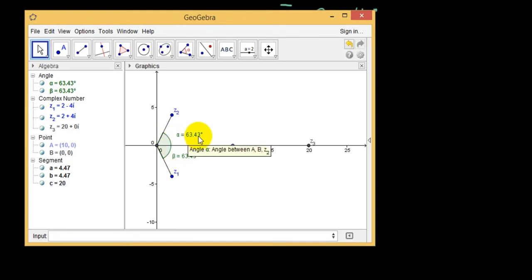So 63.43 plus negative 63.43 is 0. So that's why Z3 has an argument of 0. Now, if the argument is 0, it means that it is lying flat on the real axis, so it doesn't have an imaginary component.